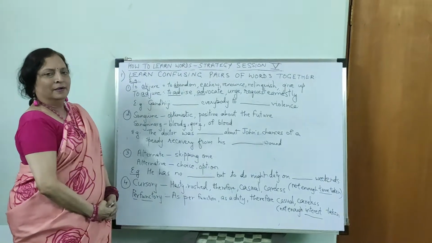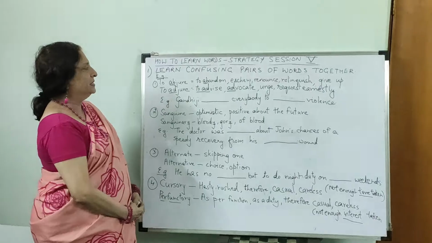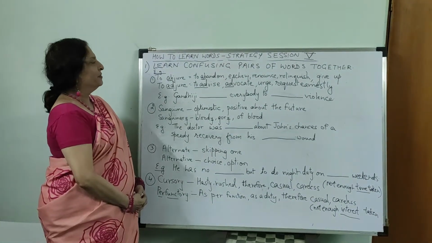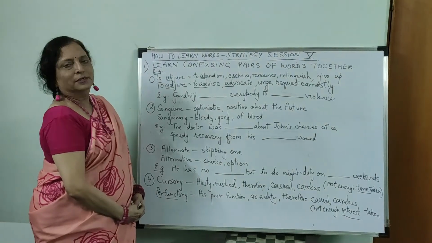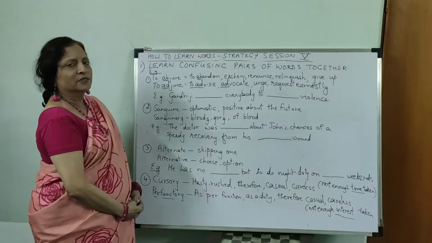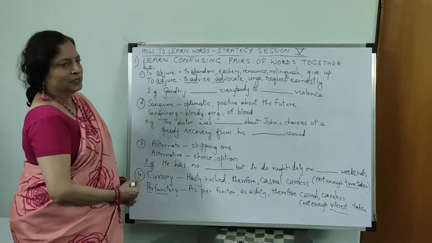Thank you. We meet again for one more session of how to learn words. In this, I shall be explaining to you the strategy of learning confusing words together. So, we should always learn confusing pairs of words together. So, I have some examples here.